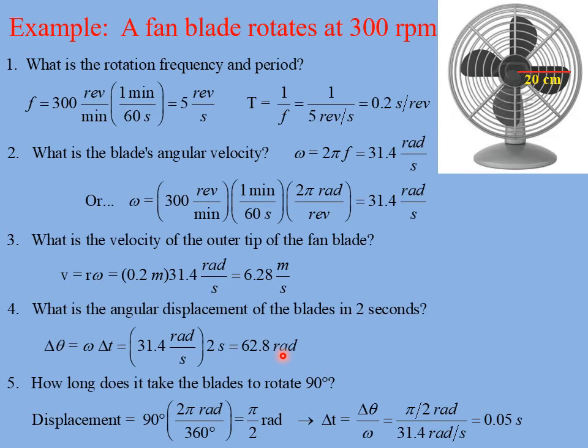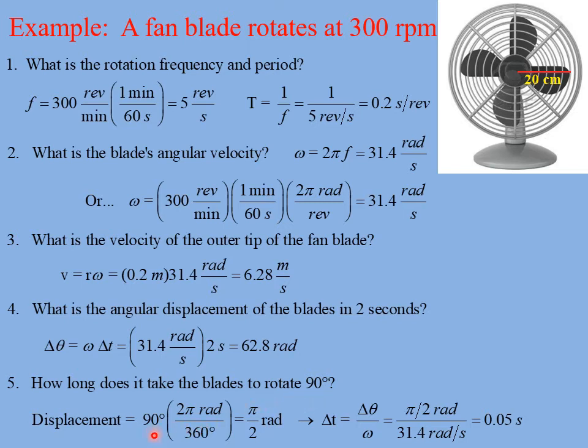Let's see, next question. How long does it take the blades to rotate 90 degrees? So let's do 2 things here. Let's first figure out what our displacement is. Well, 90 degrees is a quarter of a circle. So there's 2 ways to do this. The short way is you can just think of, all right, a full circle is 2 pi radians, and we need to turn 90 degrees, which is a quarter of a circle. So 1/4 of 2 pi is 1/2 pi, or pi over 2.